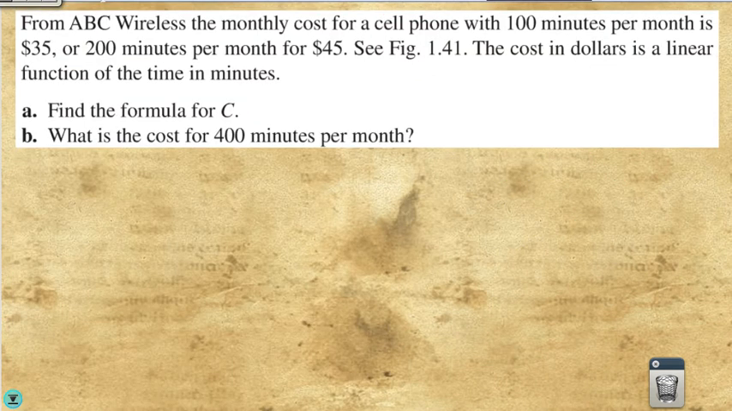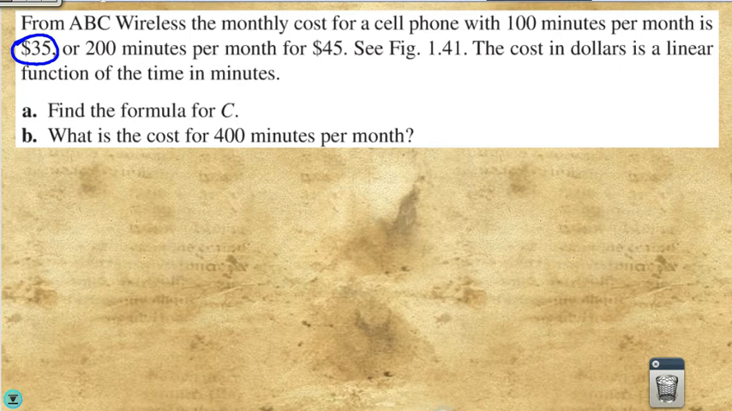One more linear problem, and here you see a word problem, and this is a scenario that you get a lot as far as linear equations. From ABC Wireless, you have a monthly cost for your cell phone with 100 minutes per month. Here's your monthly cost. Or you can do 200 minutes per month for $45. Hang on, let me read that again.